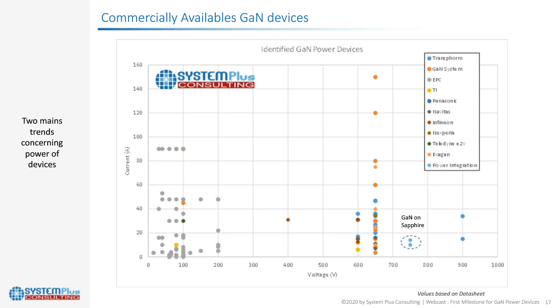So here we see that it's in this area that we have different options in terms of design of the device and packaging of, for example, the devices. So in my presentation, I will focus on the 600 and up to 750 volts devices.